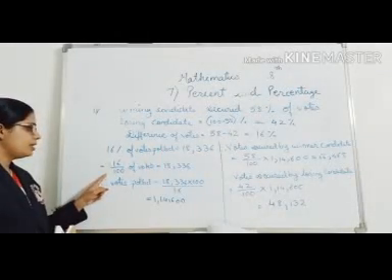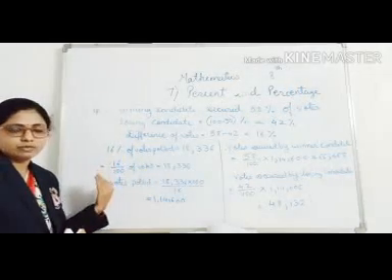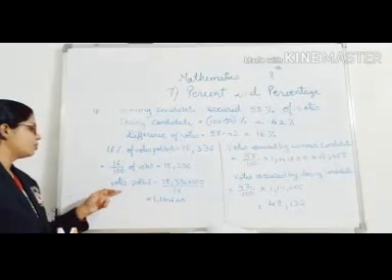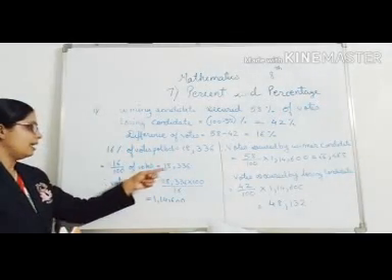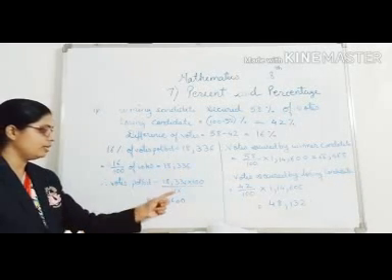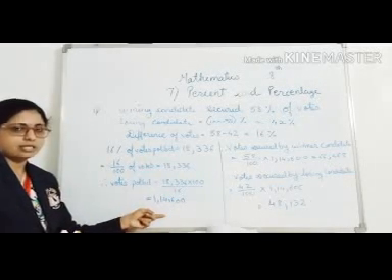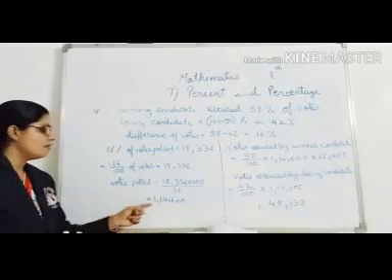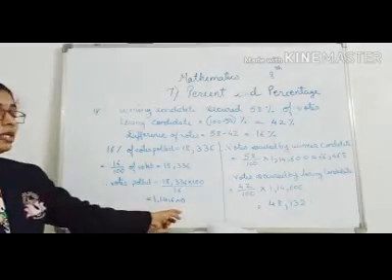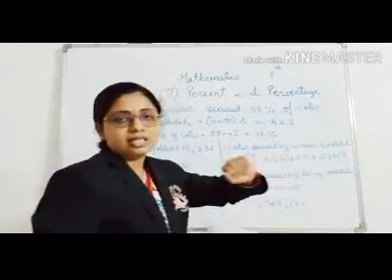Now what we will do is keep votes polled on one side, because unknown values come on one side and known values go on another side. So votes polled is equal to 18,336 multiplied by 100, which goes to the numerator, and 16 goes to the denominator. So we are getting the answer, after solving this, 1,14,600.